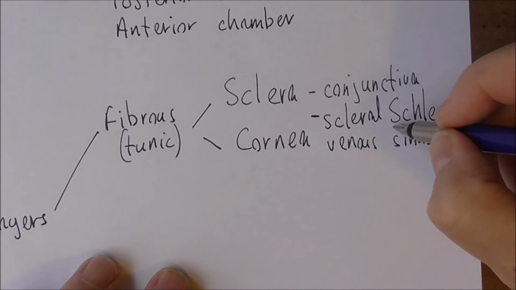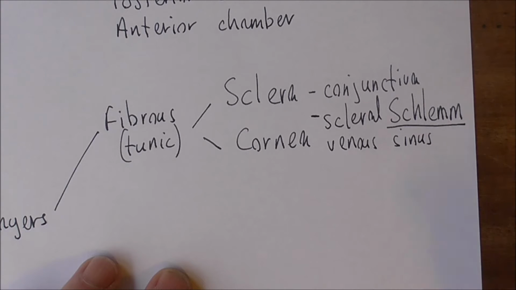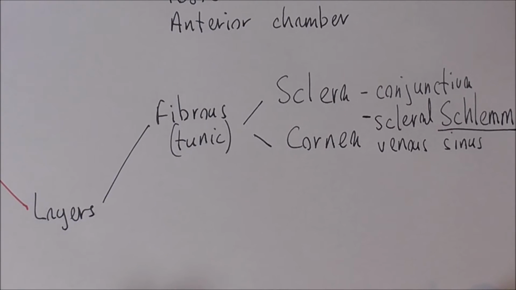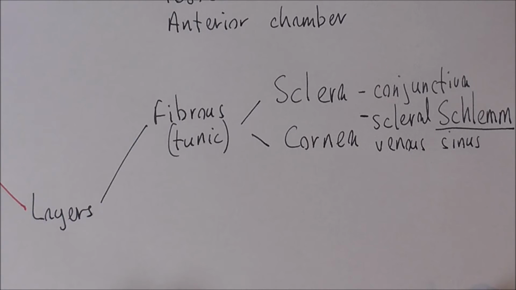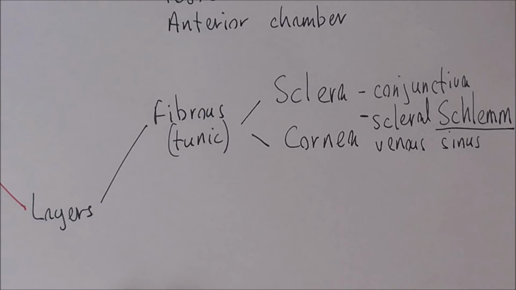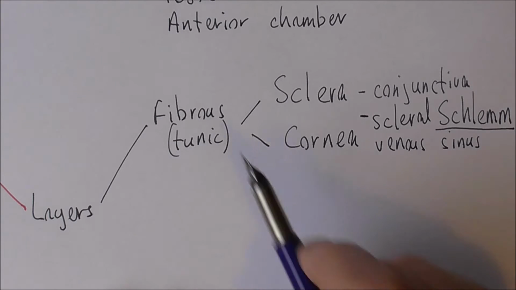After the German anatomist Fred Schlemm, fascinating character, was once arrested for cutting a body up in a graveyard. But he did this original work back in the 1830s and he discovered this scleral venous sinus. It's called venous, but it's more of a lymphatic really, to drain away the excessive aqueous humour. So that we have that fibrous layer.